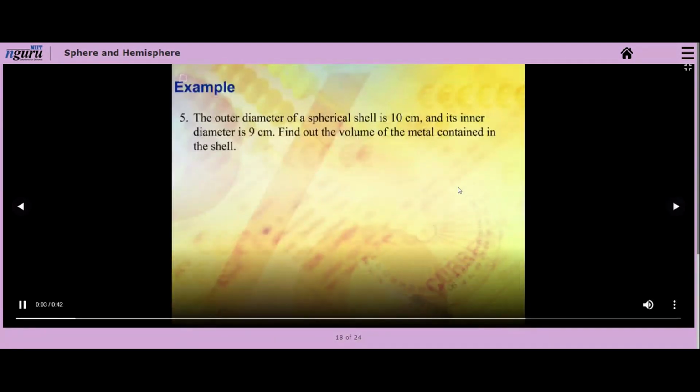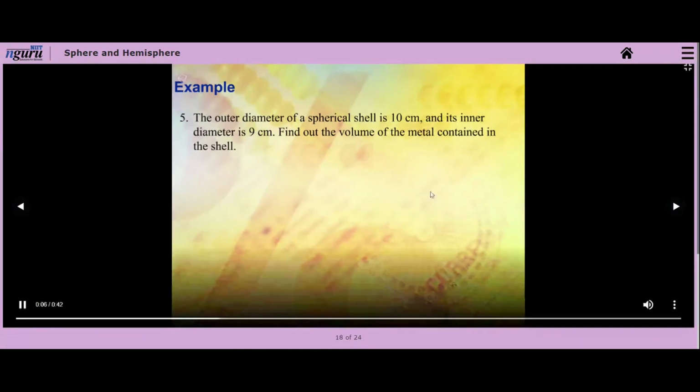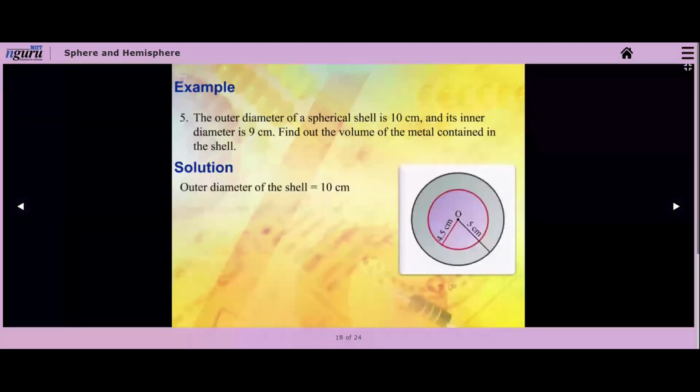Example 5. The outer diameter of a spherical shell is 10 centimeters and its inner diameter is 9 centimeters. Find out the volume. Outer volume minus inner volume. Did you do outer volume minus inner volume? Yes, ma'am.